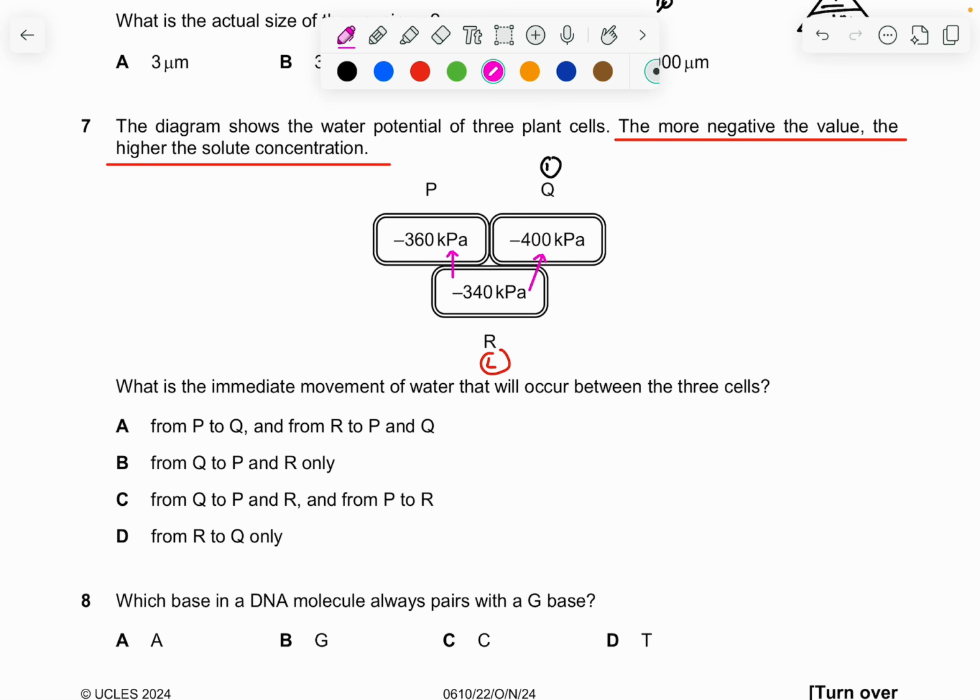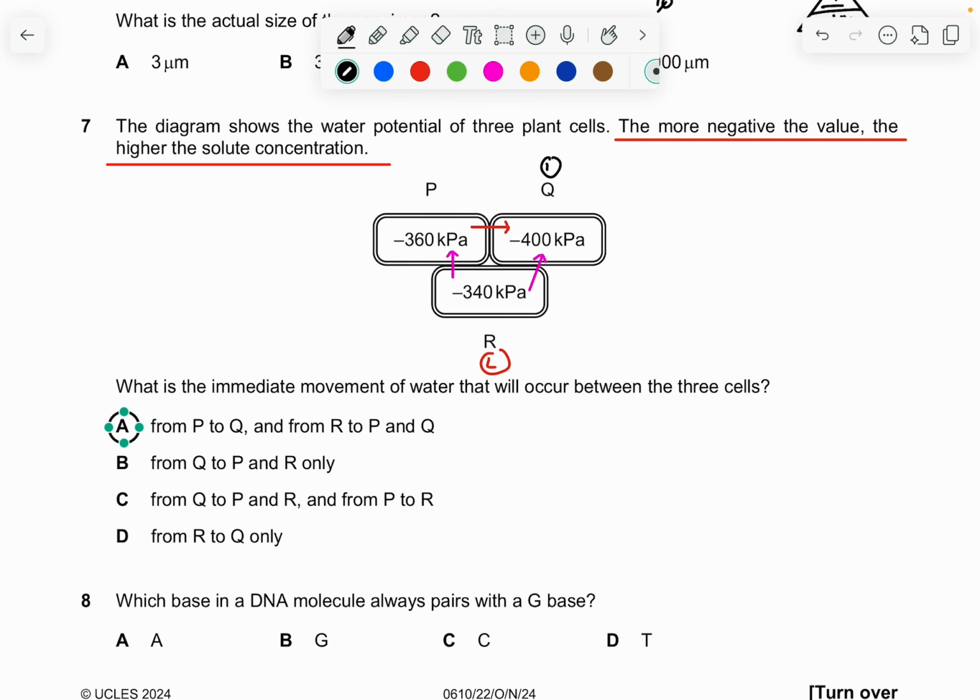Because it is less negative, it has a lower solute concentration, or you can also say slightly more water potential. And then P will be moving to Q, because minus 360 is more positive than minus 400. So one is the immediate movement: P to Q, R to P, and R to Q. So the answer is A.